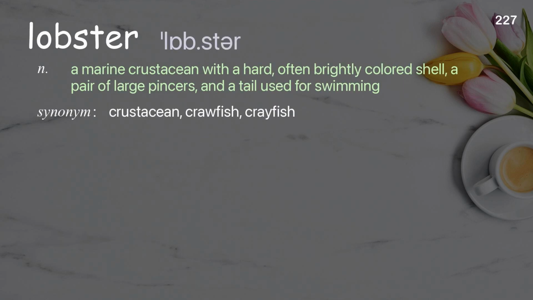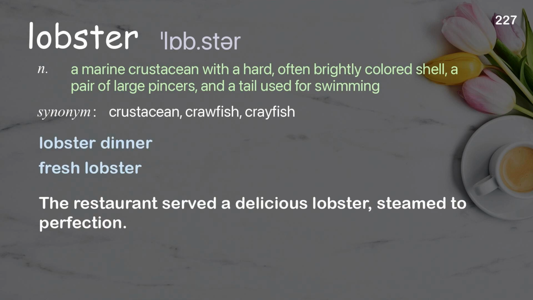Lobster. A marine crustacean with a hard, often brightly colored shell, a pair of large pincers, and a tail used for swimming. Examples: Lobster dinner. Fresh lobster. The restaurant served a delicious lobster, steamed to perfection.